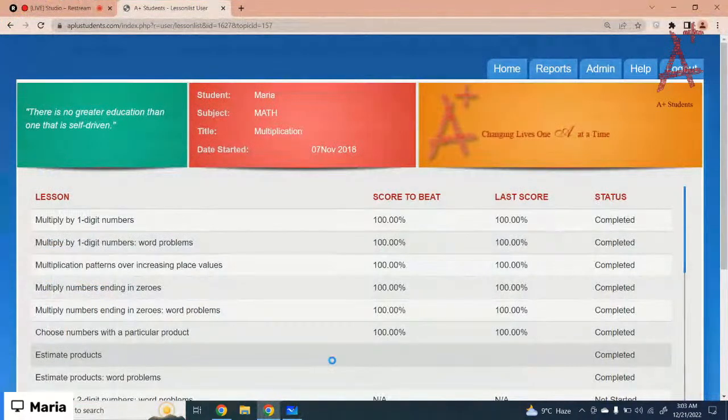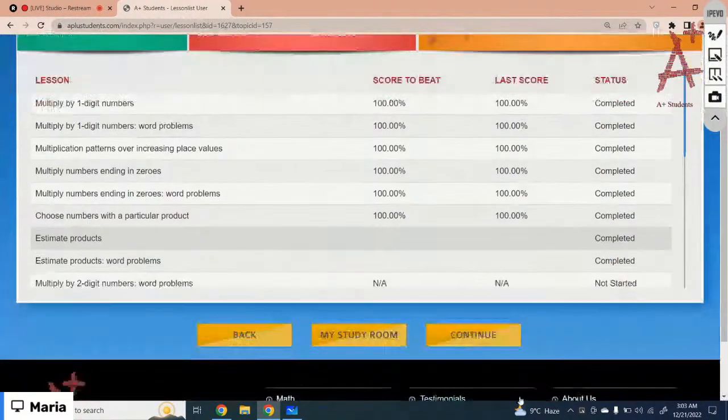Okay, here I am on grade 5 maths. The chapter name is multiplication. The lesson I'm going to start with is estimate products. Let's start with the lesson.